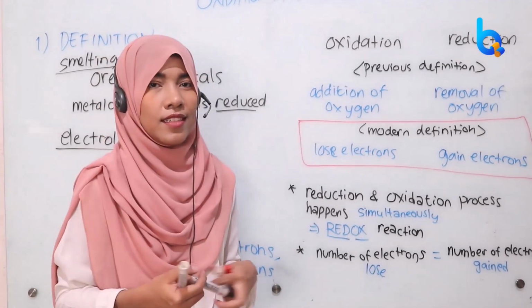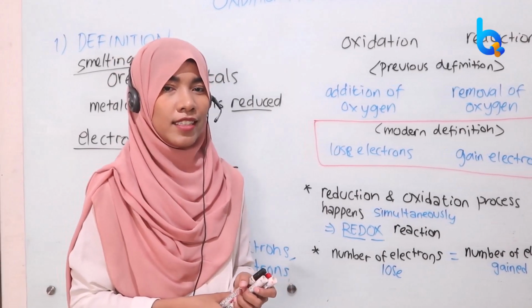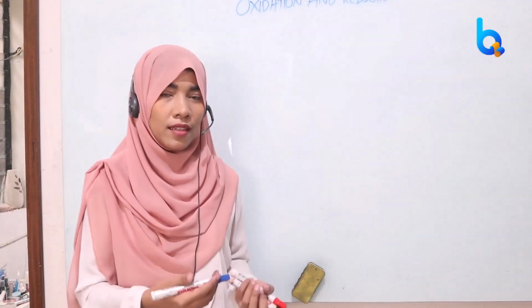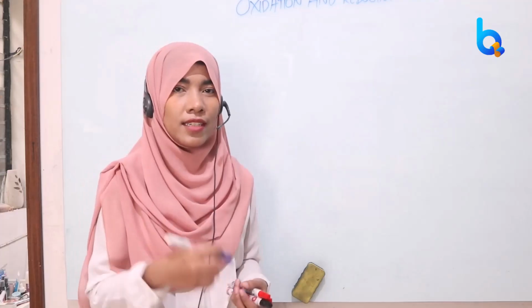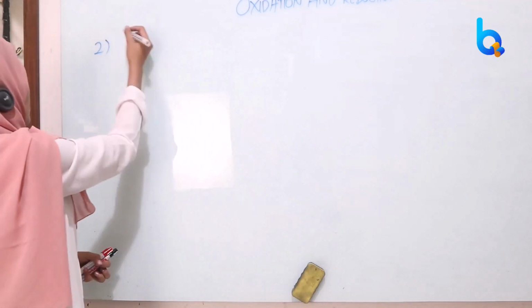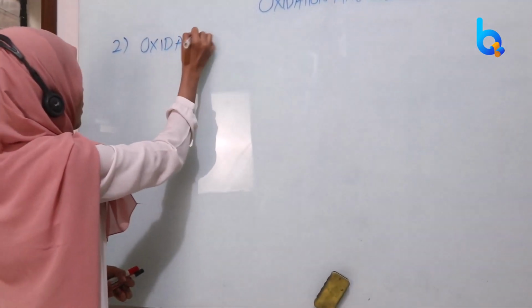Okay, so this is the definition of oxidation and reduction. Now let's discuss oxidation number. We know the definition of oxidation and reduction. Now we will try to quantify the oxidation state. So the second part here is to determine the oxidation number.